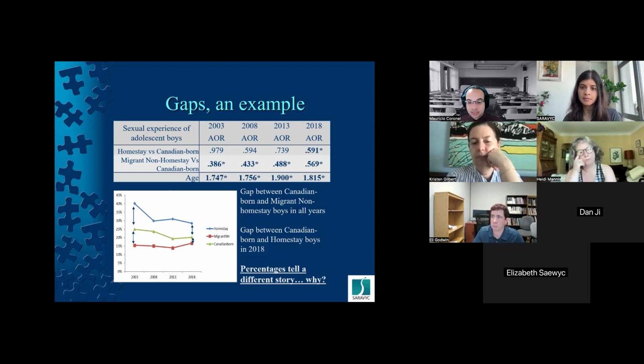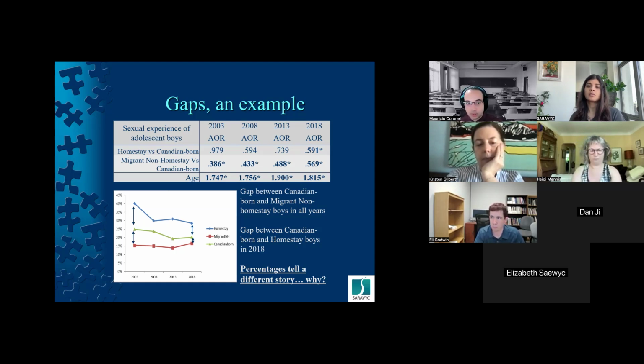This is so that we get the sense of how things are going for different groups. And when we compare, we see 2003, 2008, 2013, and 2018. For the homestay boys in the blue line, the numbers show us that they were about the same. They were not significantly different, except for 2018, where they were significantly less likely to say yes to they had sex ever. But the migrant non-homestay boys, they said they were having less sex than the Canadian-born boys for all the years.